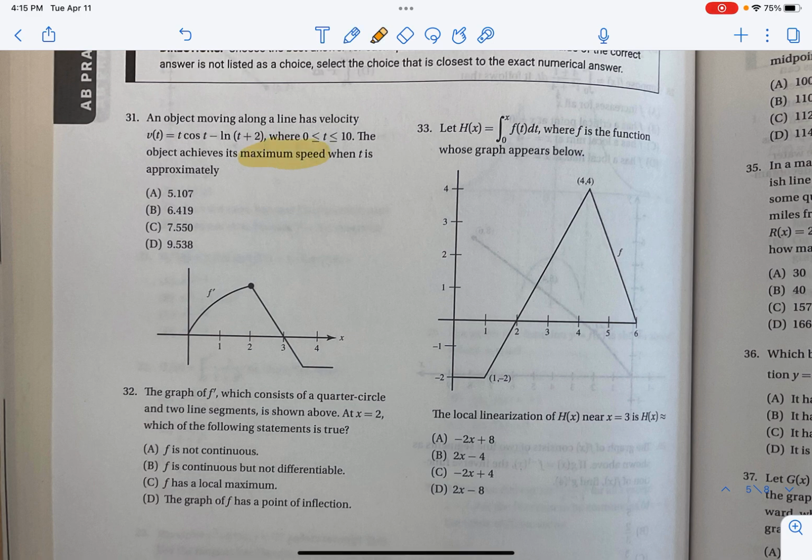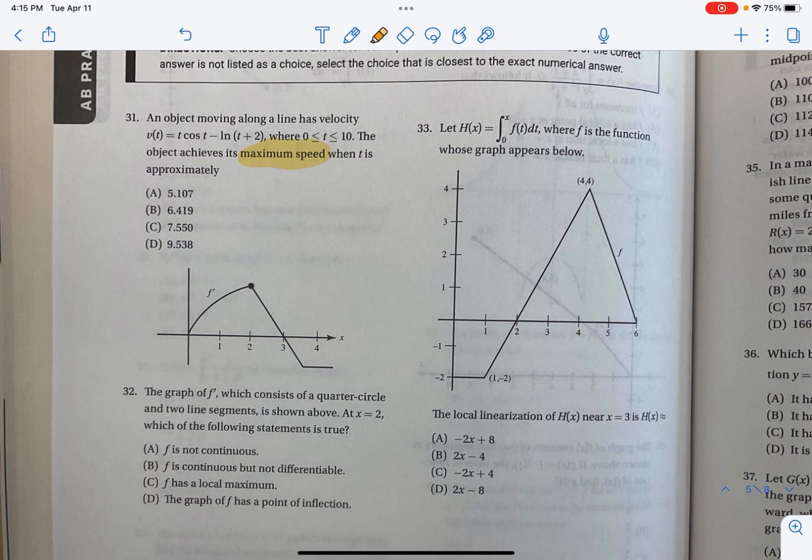So speed is the absolute value of velocity. We want to see where velocity is either positive and as positive as possible, or negative and as negative as possible. Basically, as far away from zero as it can be. So I'm going to graph this velocity function. I would recommend, if you're going to be doing multiple graphs, just start a new document every time. It is faster than deleting.